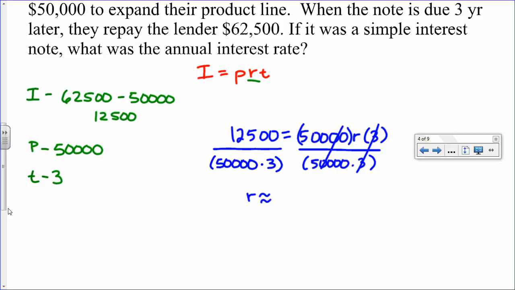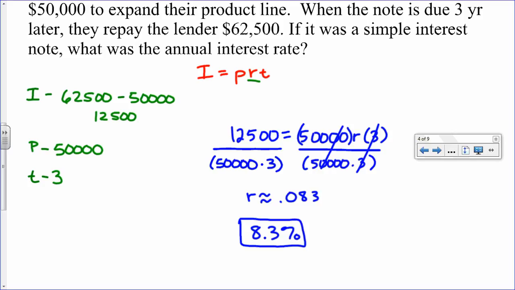Okay, so we should have gotten 0.083 repeating. It's rate, so write your final answer as a percent. So when you're doing the calculations, it's in decimal form, but when you're given the answer, then you want to put it back in percent form.